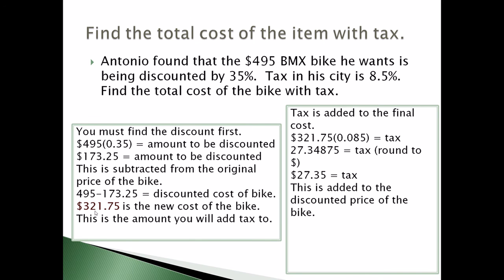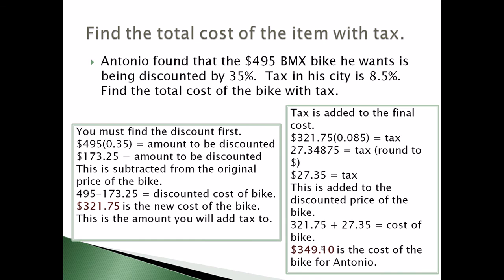So Antonio's buying the bike at a discounted rate of $321.75, and the government says, thank you so much for doing that. Now give us $27.35. So how much does he have to pay? We just add them together, and that is how much it costs for him to buy the bike, $349.10. So that's how the scenario works when you have a discount, and then of course you got tax.